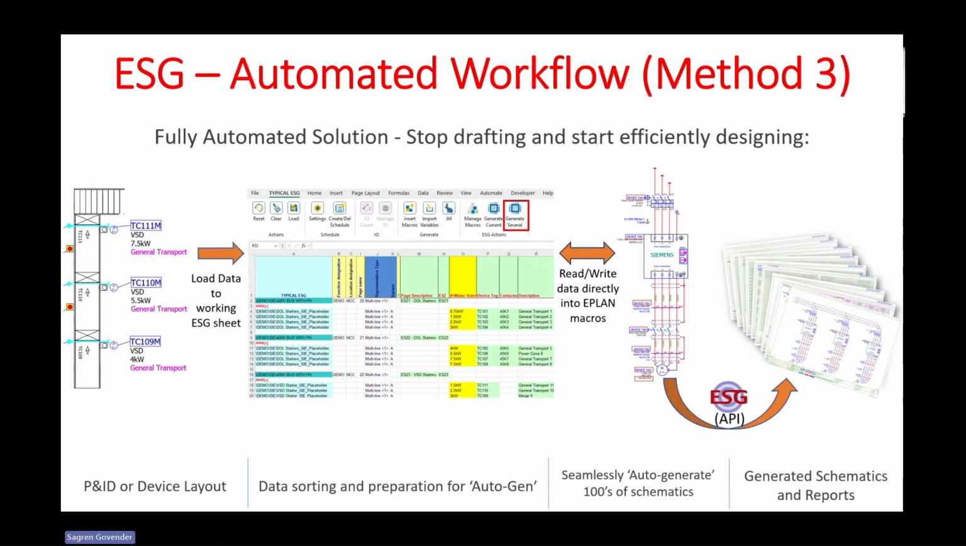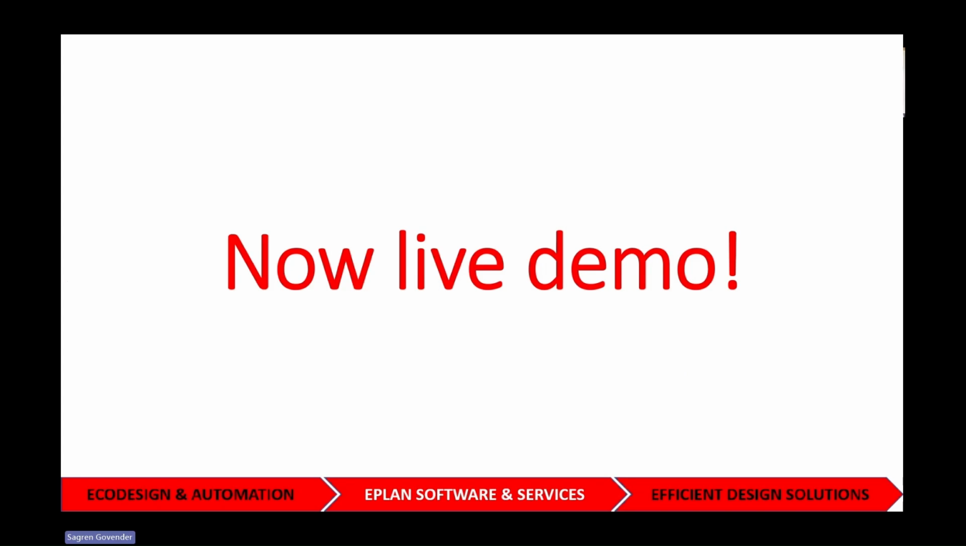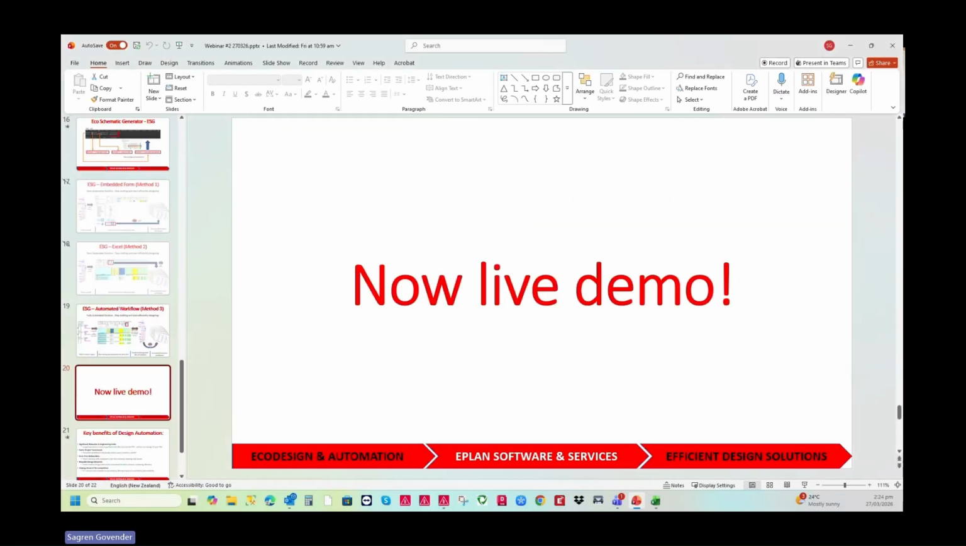So this is an example that we're going to go through now in the live demo. I take information from a device layout or like a PNID. This is a conveyor system. I'm going to extract that information, the raw data from there, load it into my auto generator, and then I'll do a bit of sorting and manipulation, and then write that information directly into a macro, literally press a button, and I'm going to generate those drawings for you. So this is more the automated solution, and show you what is possible. Okay, so we'll jump into the live demo now.